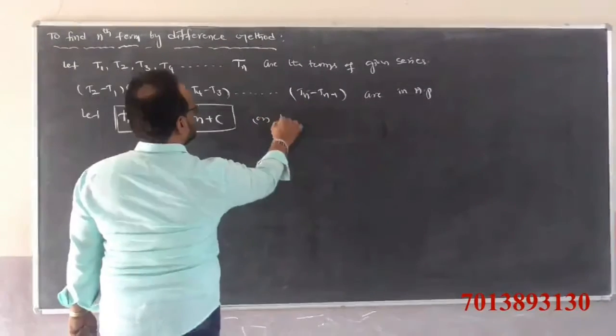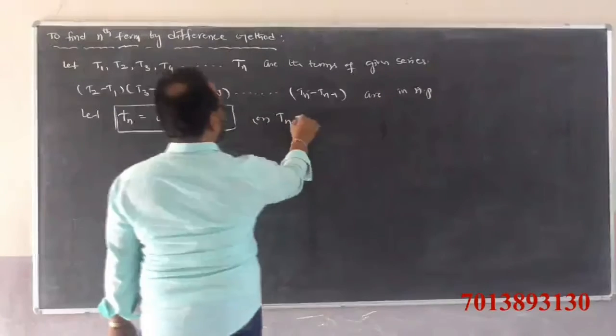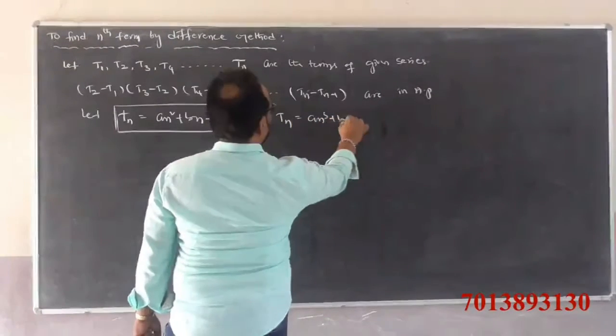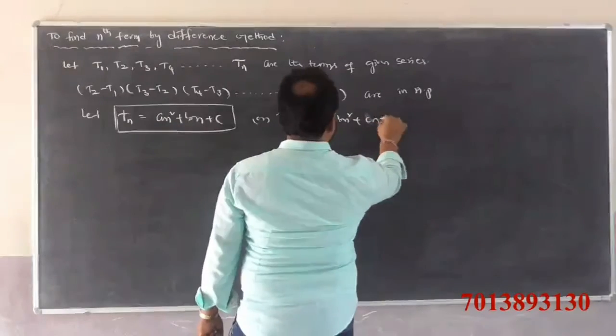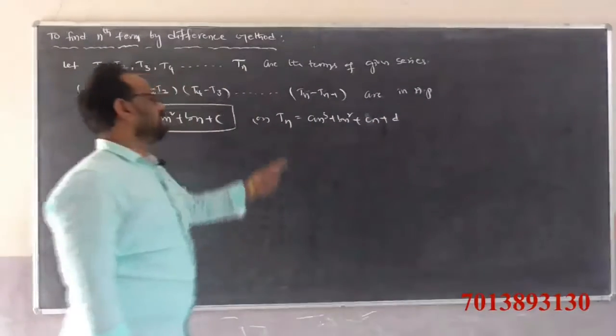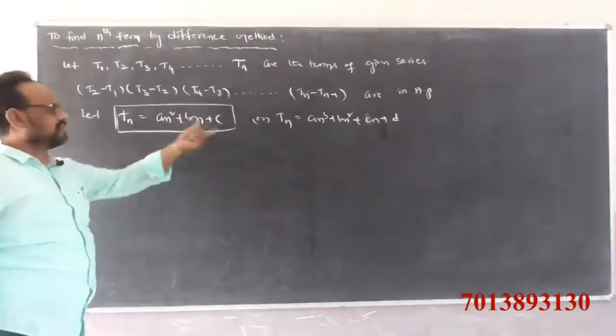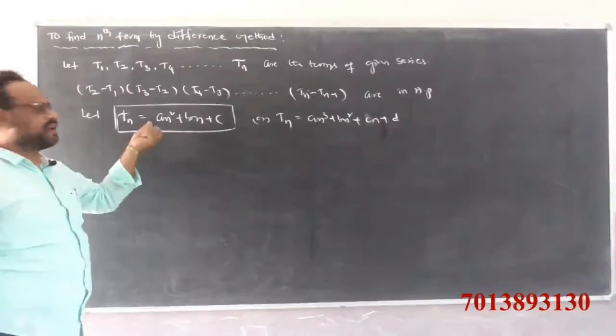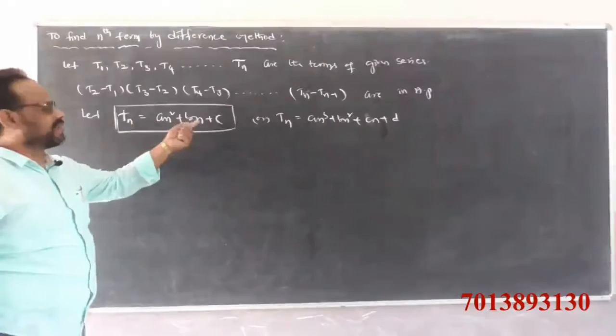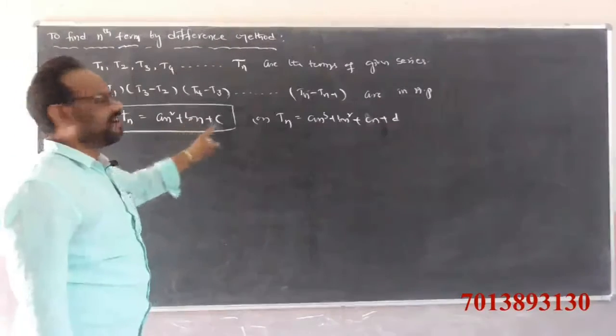Sometimes Tn is equal to an cube plus bn square plus cn plus d. Sometimes Tn is equal to this one or this one, an square plus bn plus c. Mainly we use this one: Tn is equal to an square plus bn plus c, and a, b, c are constants.